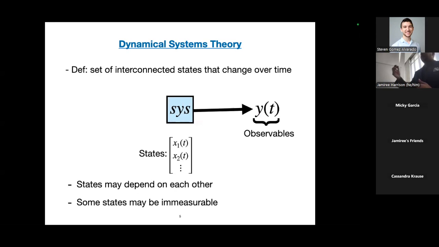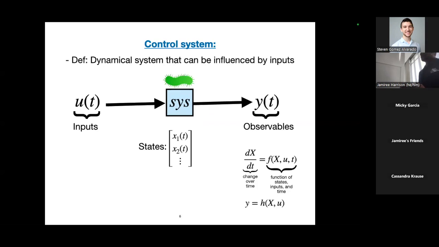The states may depend on each other. They may be interconnected. You may have some complicated network. Some states may be immeasurable. But basically, any system that changes over time, we just call that a dynamical system. Okay. A system that changes over time will be represented by a differential equation usually, because this term right here represents the rate of change of some states x, right, given by some function. And then y would just be your observables, right, which is some function of your states as well.